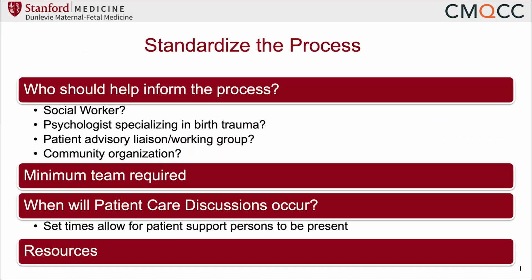Next slide. So who should help inform the process? So I've given you examples of how it can work, but every facility is a little bit different. So who's going to help inform your particular process? Is it the social worker? Social workers can be, like I said, they've got a treasure trove of information that they often keep for those kinds of referrals. But is there something they can do to help inform this process so that we make it better? A psychologist specializing in birth trauma.